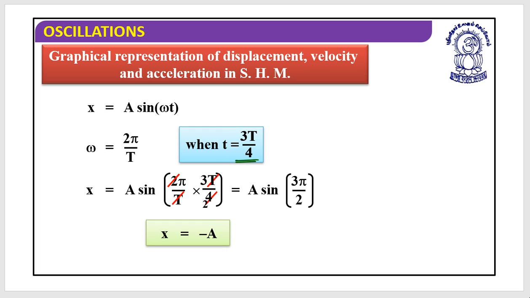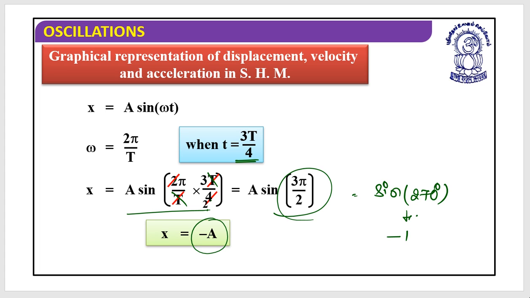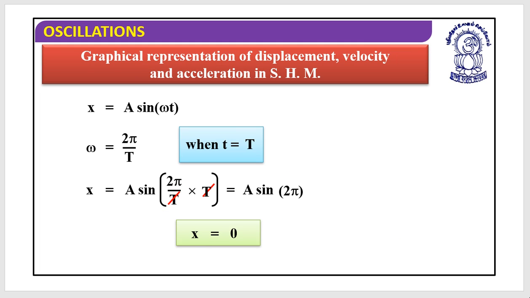Next, at the time 3T by 4, if I put in the value, x is equal to a sin 2 pi by T into 3T by 4. This T and T cancel, this 2 and 4 cancel, so I am left with 3 pi by 2. This is sin of 3 pi by 2, which is sin 270 degrees, and sin 270 is minus 1. This minus 1 multiplied by a is equal to minus a.